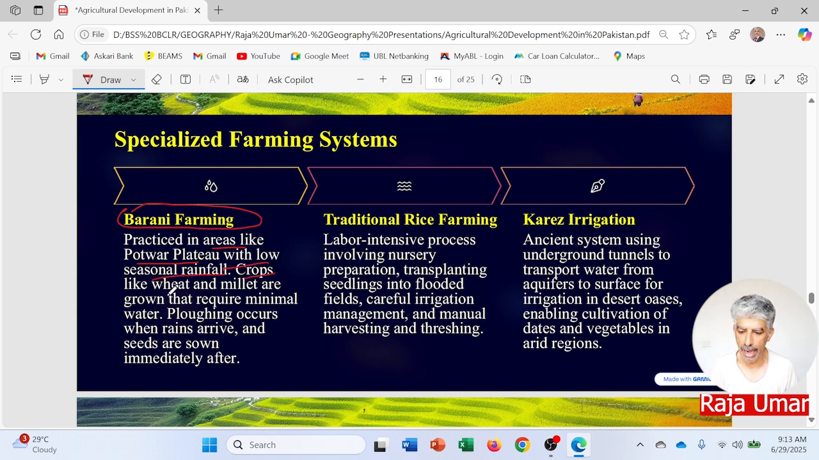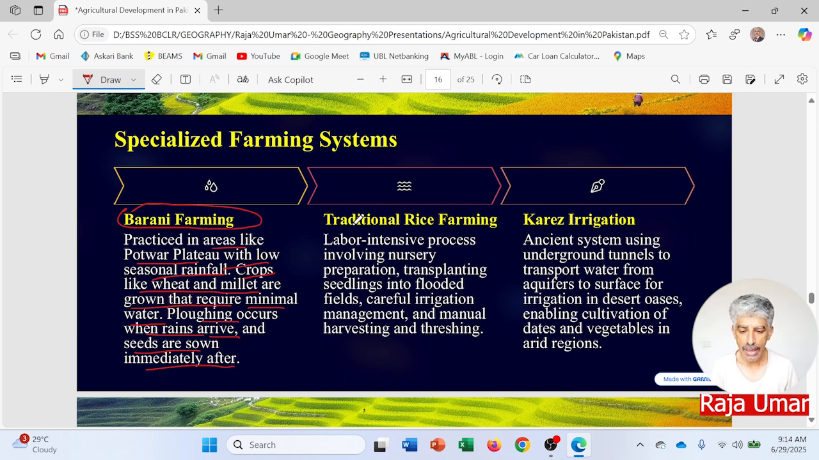Crops like wheat and millets that require minimal water are grown, as we do not have the irrigation system or tube well system in these areas, lacking water, lacking rivers, canals and barrages. Plowing occurs when rainfall arrives and seeds are sown immediately after that, so that the soil moisture remains intact, and that moisture is used for the proper growth of the plant, and there is good germination of seeds.